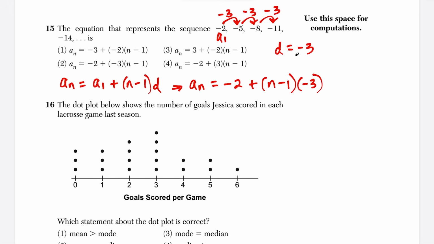And now we go looking for our answer. We have to have a leading -2 plus. So these 2 answer choices are out, and the common difference is -3, not +3. So that's why this one's out. Choice 2 is definitely our answer.